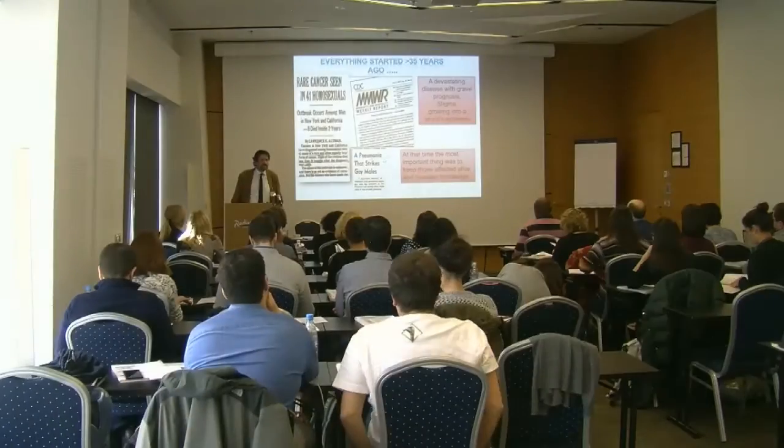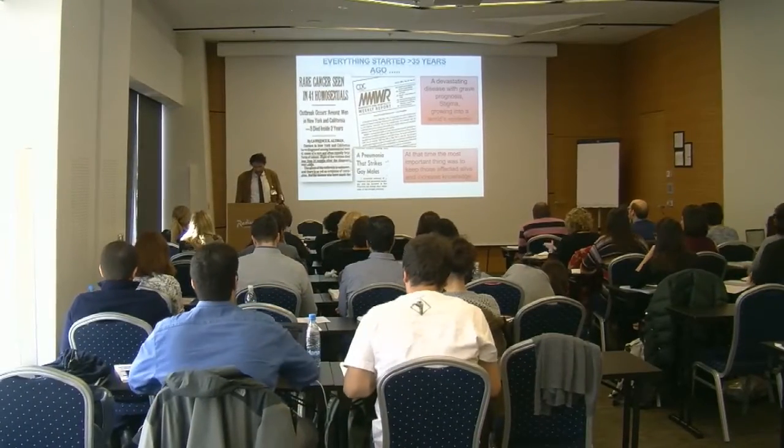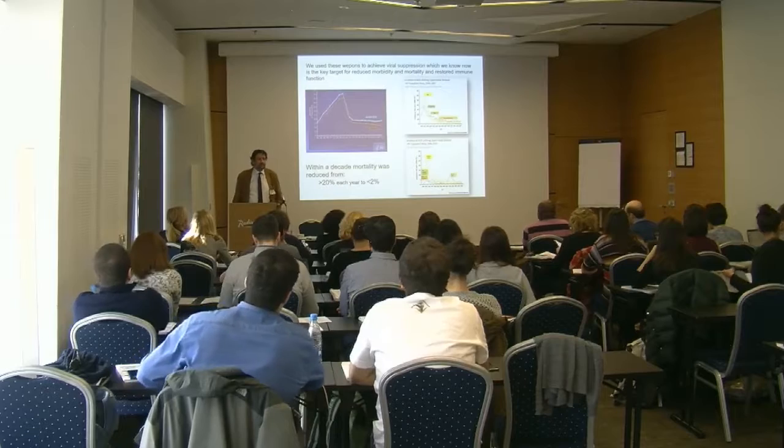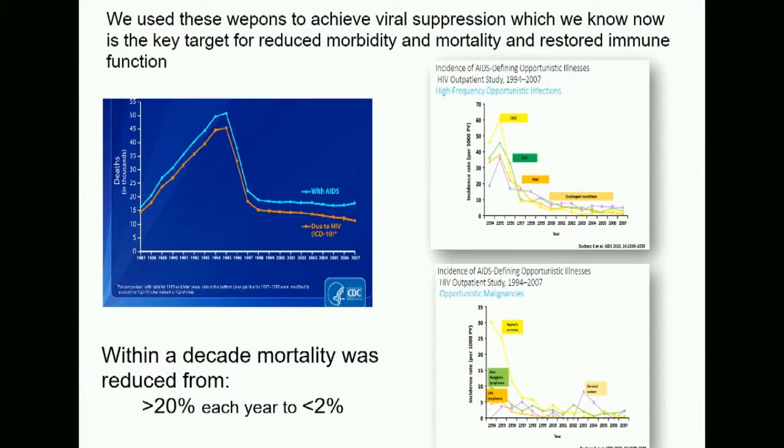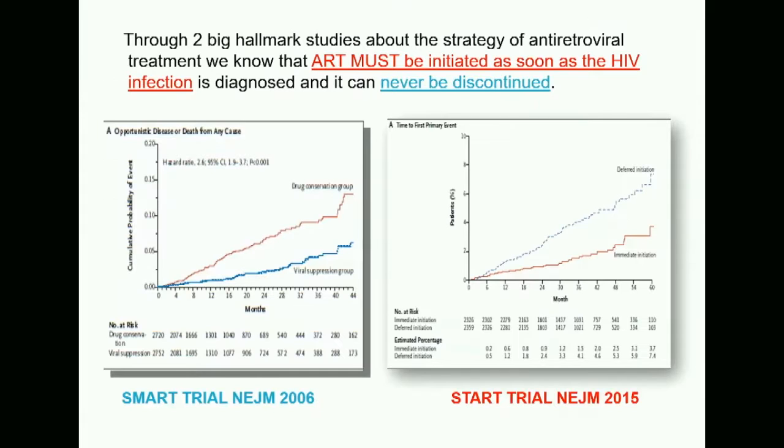So everything started more than 35 years ago. A devastating disease with grave prognosis, stigma growing into world's epidemic. And at that time, most important thing was to keep those affected alive, opportunistic infections, and increase knowledge. Nowadays, we have powerful weapons, and within a decade, mortality was reduced from 20% each year to less than 2%.